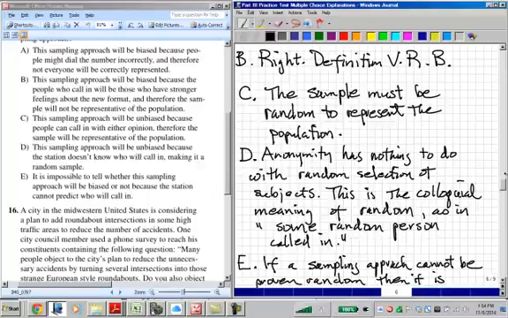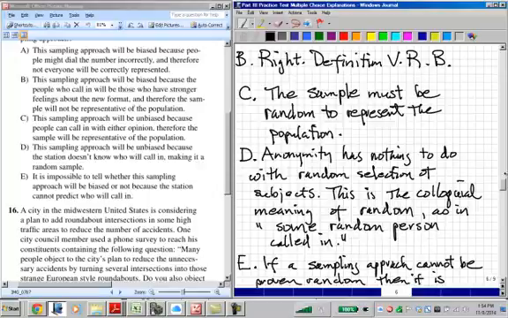Okay? C, the sampling approach will be unbiased because people can call in with either opinion. Therefore, the sample will be representative of the population. See, that's wrong. The sample must be random to represent the population. There's no randomness in the sample. It's not a sample at all.